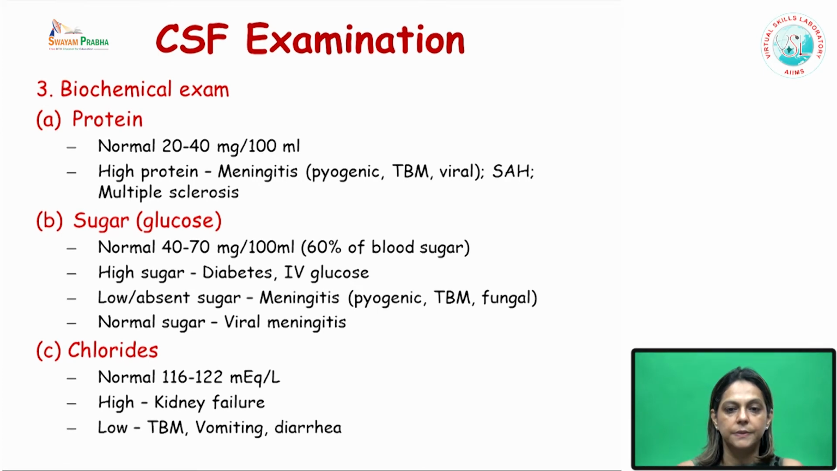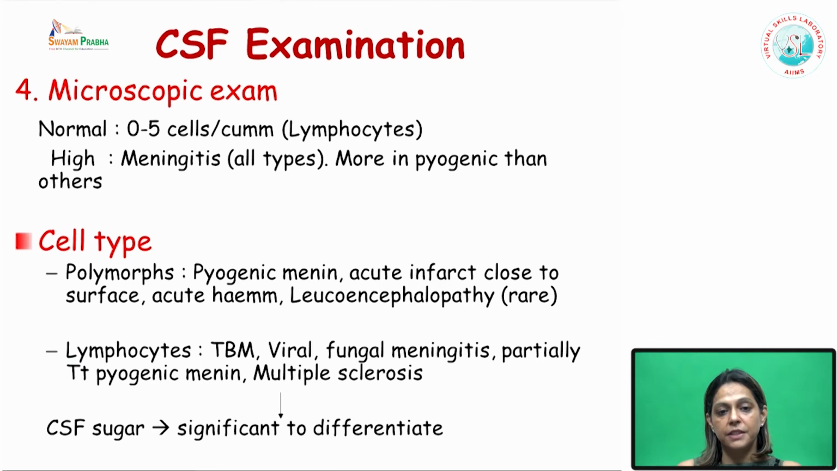Microscopic examination of the CSF is very, very important. For example, if you see numerous neutrophils in a CSF sample, that indicates pyogenic meningitis, and if you see lymphocytes, that would indicate either a viral disease or tubercular meningitis. Okay, so cell type and cell count both are very, very important to which disease process we are looking at.